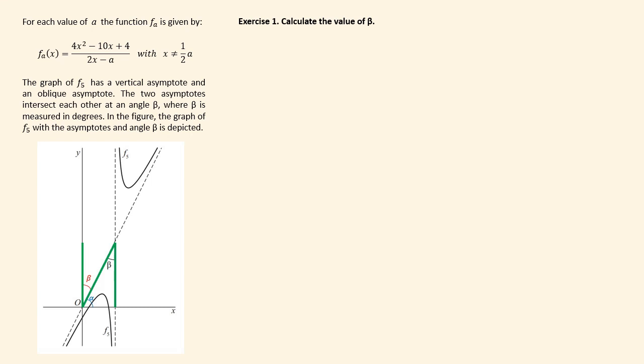So how to approach this exercise? We must devise a strategy. I would say that we calculate the formula of the oblique asymptote. From that we calculate alpha and then determine beta from it. Let's start off with rewriting the formula for the case where a is 5. Then we get f5 of x equals 4x squared minus 10x plus 4 divided by 2x minus 5.